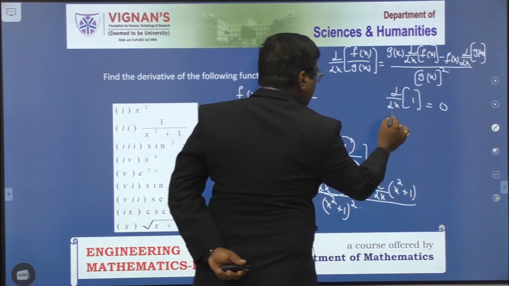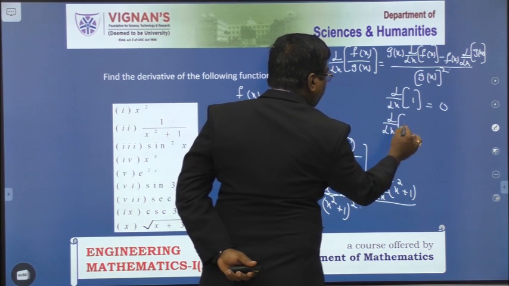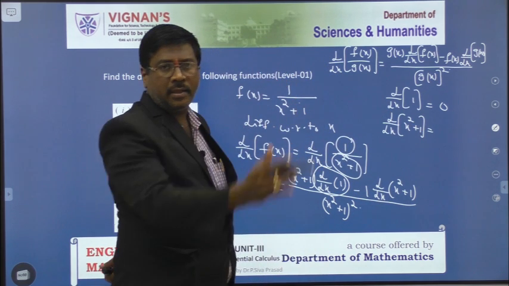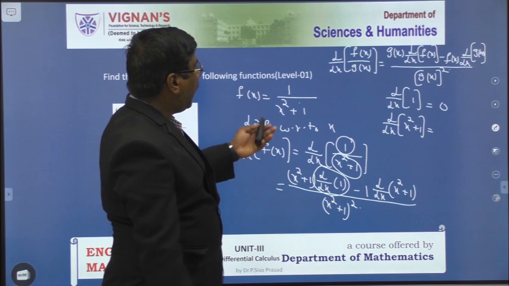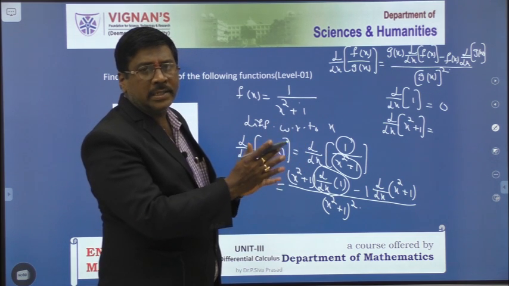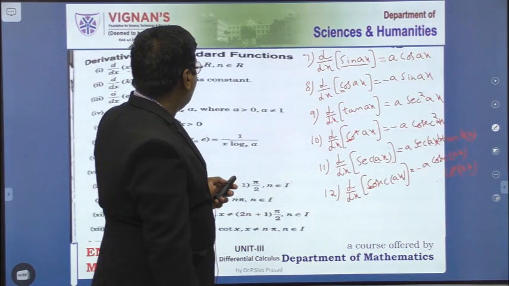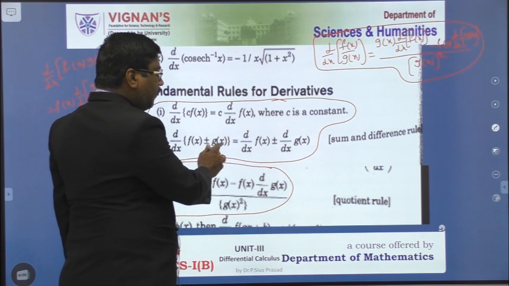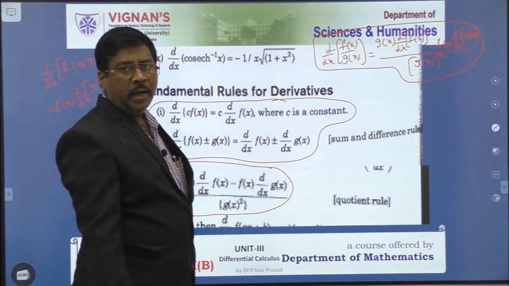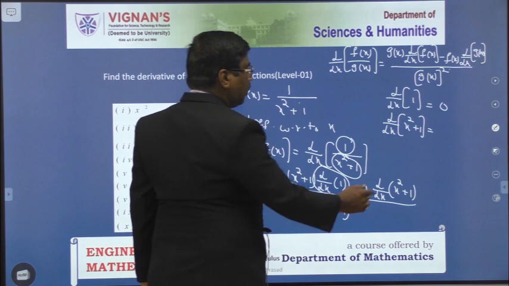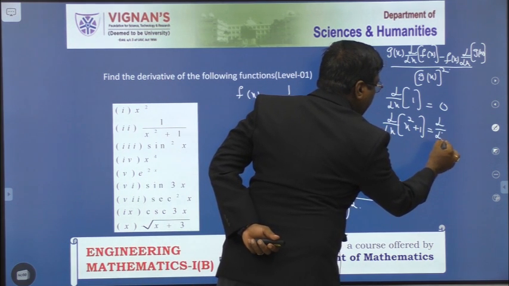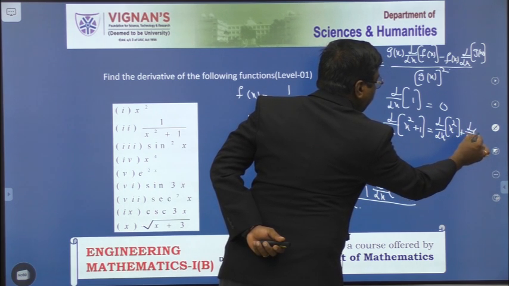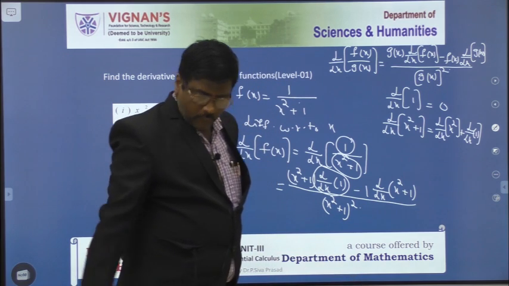In that similar way, for d by dx of x square plus 1, I have to apply x square as one function and 1 as another function. Now, what is the formula I have to learn? That is the summation rule: d by dx of f of x plus g of x is equal to d by dx of f of x plus d by dx of g of x. This is called the summation rule. So for that, I have to take d by dx of x square plus d by dx of 1.